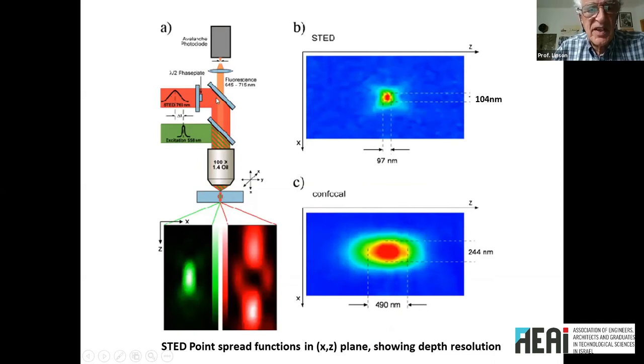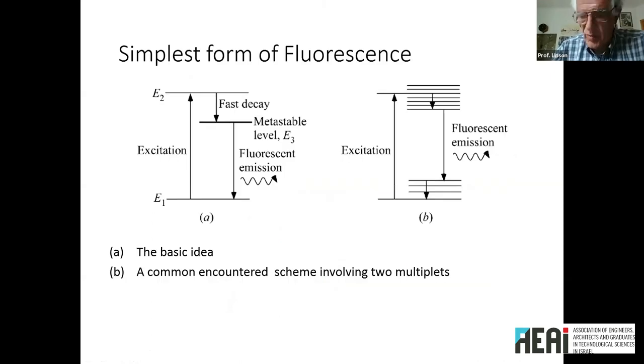You put into it two pulses, one and two. One is an excitation pulse, one is a STED pulse. The interaction takes place in the object, and the fluorescence image comes out at a different wavelength, which is separated by two dichroic mirrors and comes to an avalanche photodiode, and then you have to scan the object. This system requires scanning. So these are the levels which we're using.